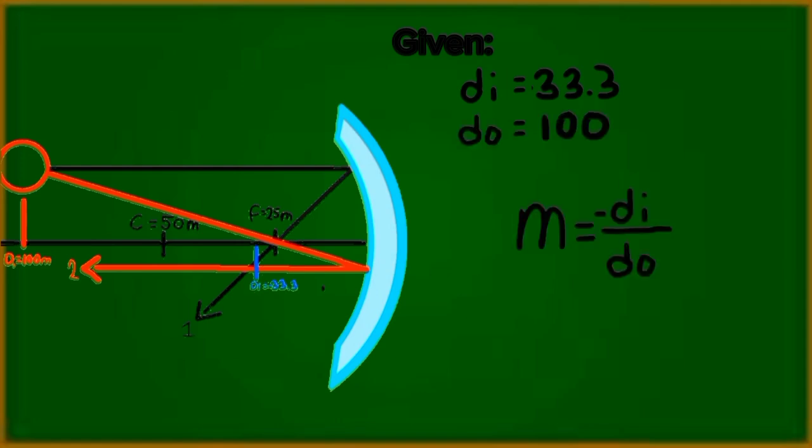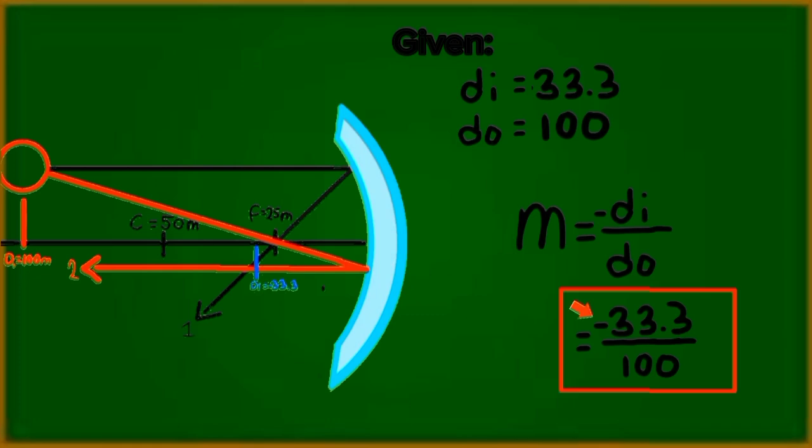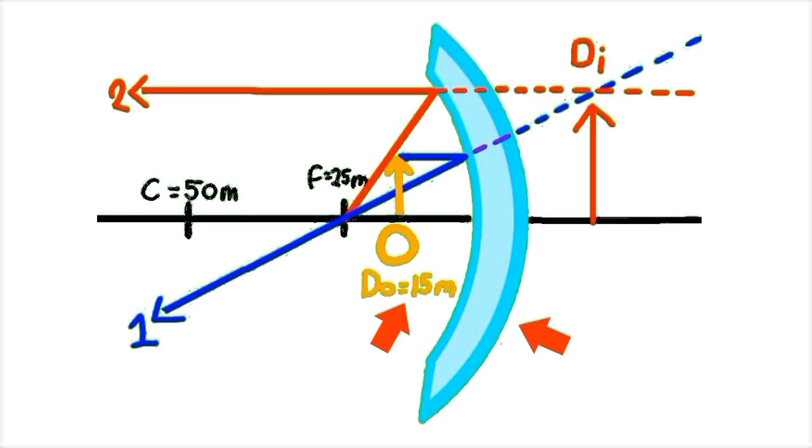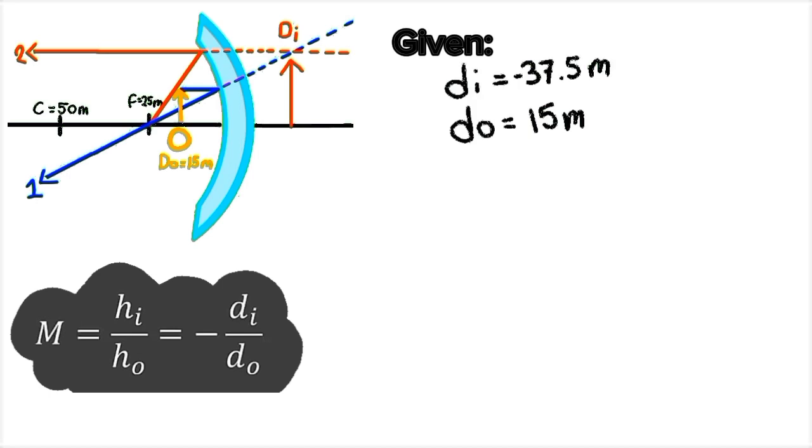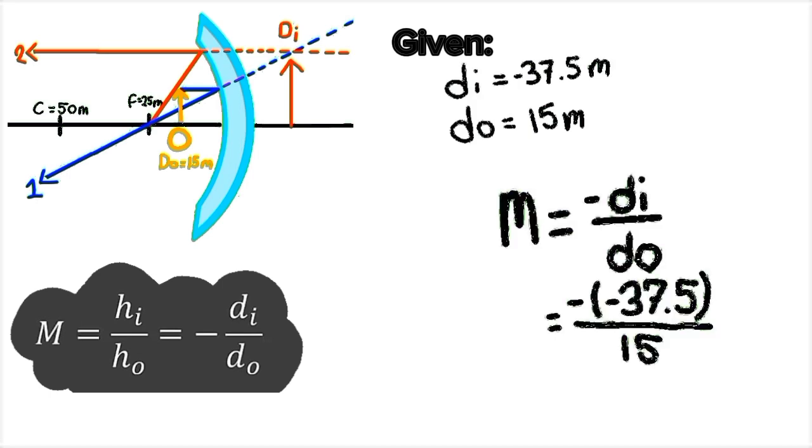To prove the inversion mathematically, we'll use the magnification formula. And since the result is negative, it is indeed inverted. If the object is closer to the mirror than the focus, the reflection is not inverted. We can prove this by using again the magnification formula. The result is positive, hence it is not inverted.